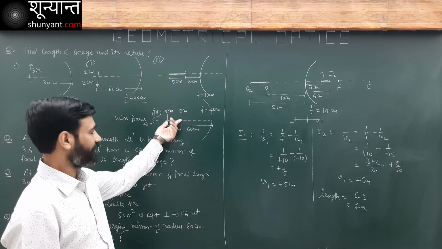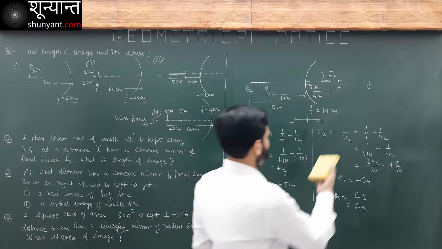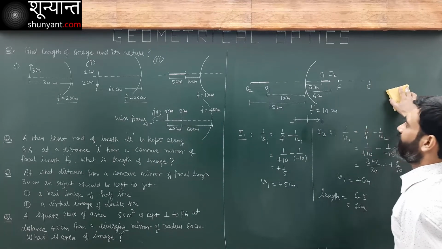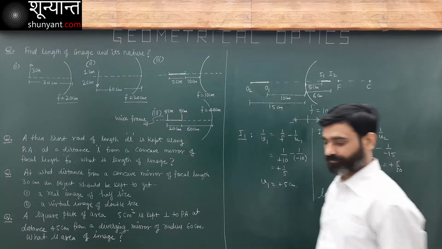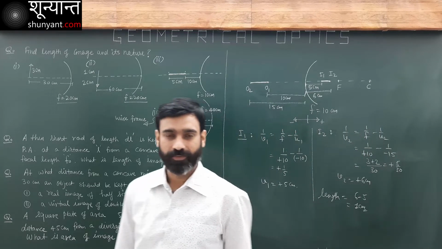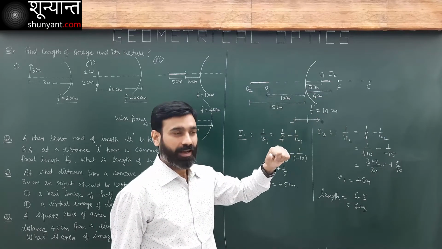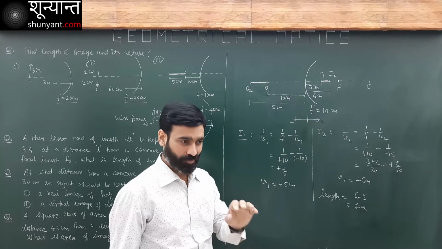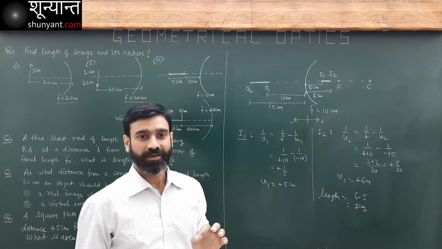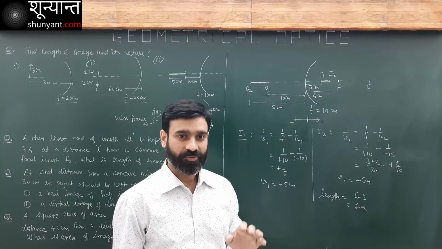Do it here, like this. Here what will you do? Okay, what type of image are we getting? Both are virtual. And you understand that in case of a convex mirror, I always get a virtual image, no matter where the object is. You can note down this point. No matter where the object is, we always get a virtual image.